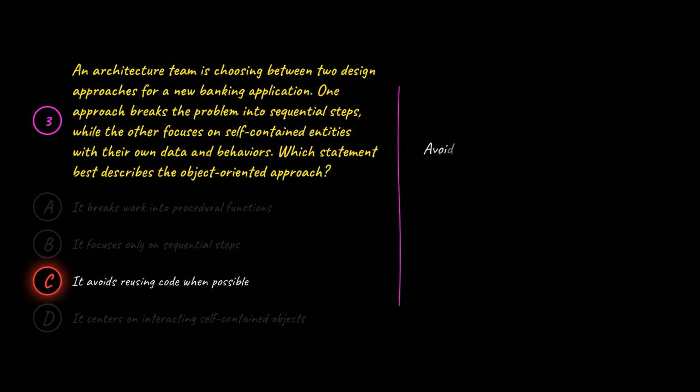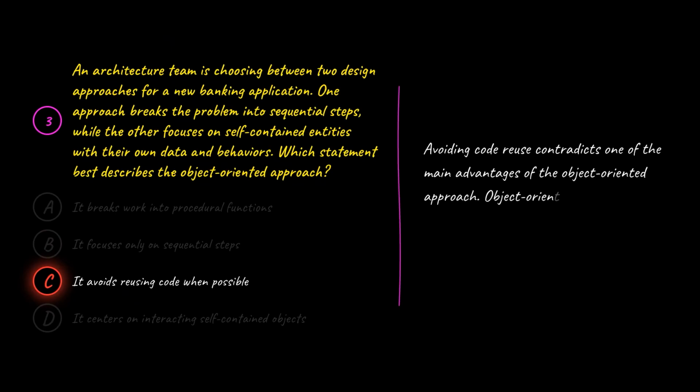C is wrong because avoiding code reuse contradicts one of the main advantages of the object-oriented approach. Object-oriented design actively promotes reusing code through classes and inheritance, saving development time and reducing potential errors significantly.